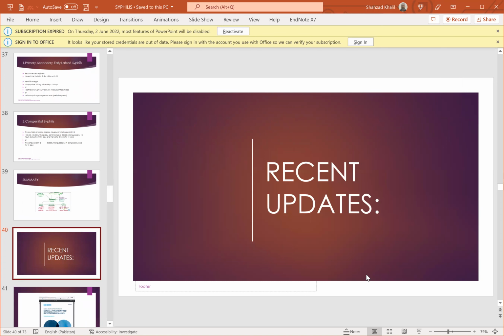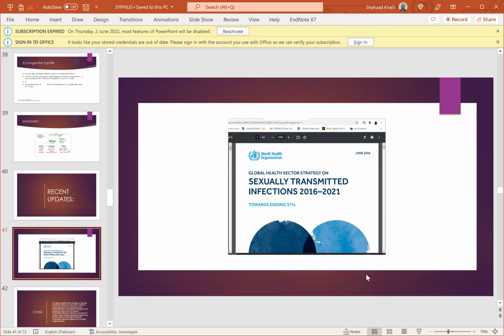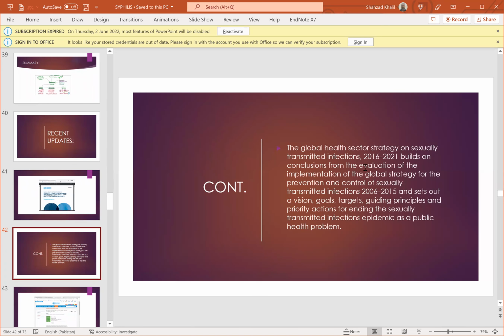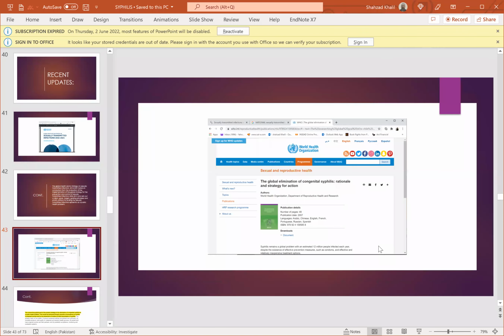Moving towards the recent updates. Global Health Sector Strategy on Sexually Transmitted Infections 2016-2021 by WHO. This strategy was based upon the strategy of 2006 to 2015 and set out goals, targets, guiding principles, and priority actions for ending the sexually transmitted infection epidemic as a public health problem. The global elimination of congenital syphilis.